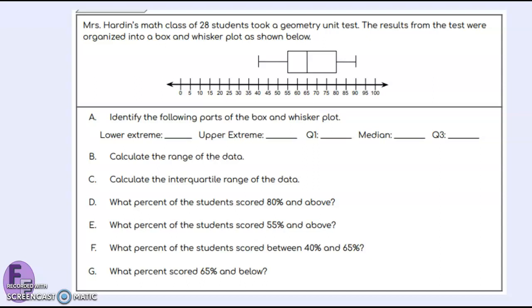In this example, Mrs. Hardin's math class of 28 students took a geometry test, and the results were organized into a box and whisker. So if we look at the box and whisker, we want to find the lower extreme, or the smallest number. We don't look at the smallest number on the number line. We look at where the line on the whisker stops. In this case, the whisker stops at 40. The maximum is 90.